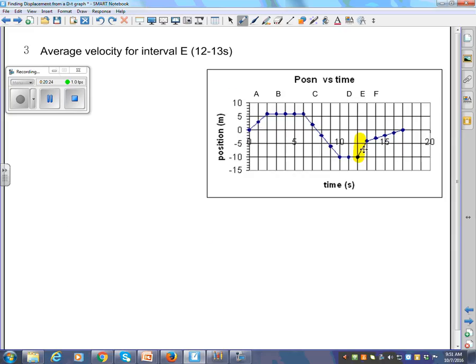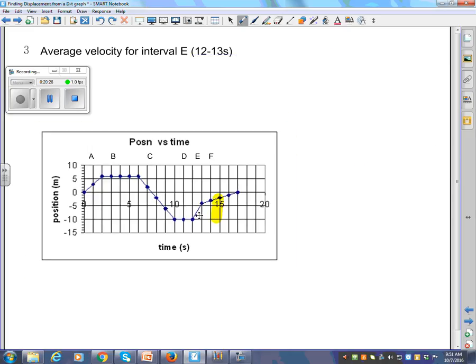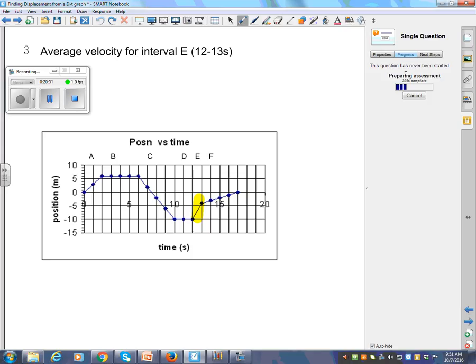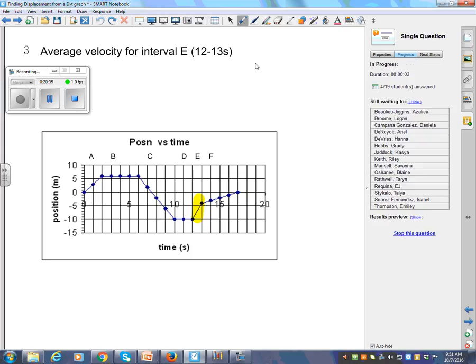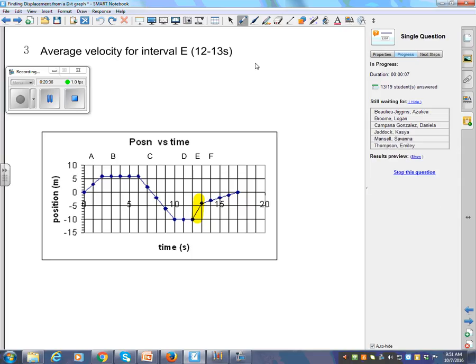Okay, interval E is positive. You're finding the slope again. Logan got an answer? You can go on, you guys. You can go if you're ready. I'm just waiting here for Logan. Well, you can like calculate them, right?